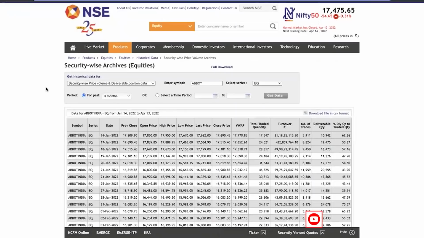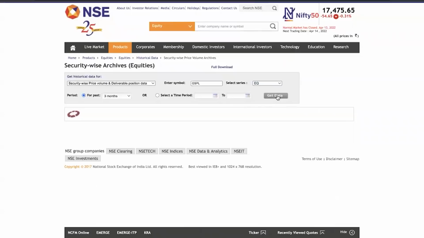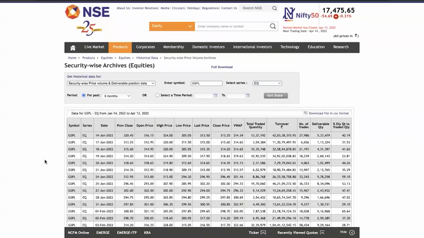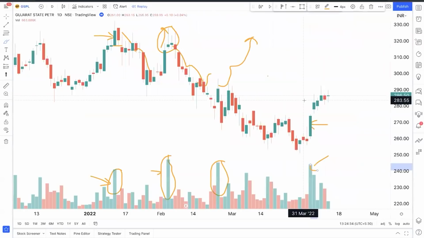Now I'm on the NSE page where I can find these delivery percentages. I'm going to give you the link in the description. Again, I just type the same stock, that is GSPL. I will look into the last 3 months data, select EQ as the series, and get the data.